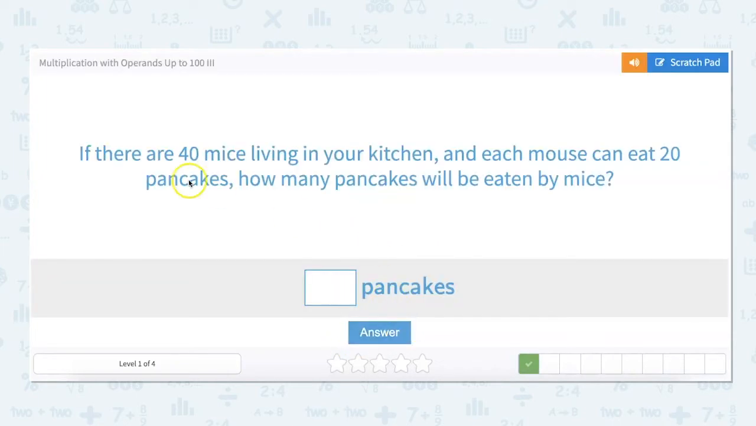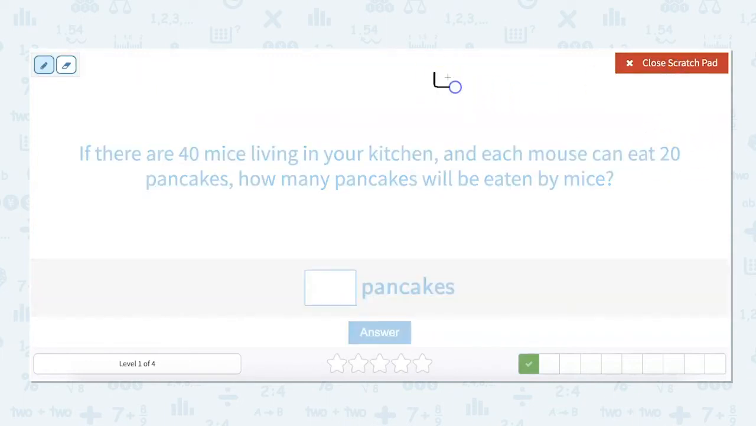Awesome. Okay. If there are 40 mice living in your kitchen, yikes, and each mouse can eat 20 pancakes, how many pancakes will be eaten by the mice? Okay, so there's 40 mice, and each one can eat 20, so we need to multiply 40 by 20. 40 times 20.